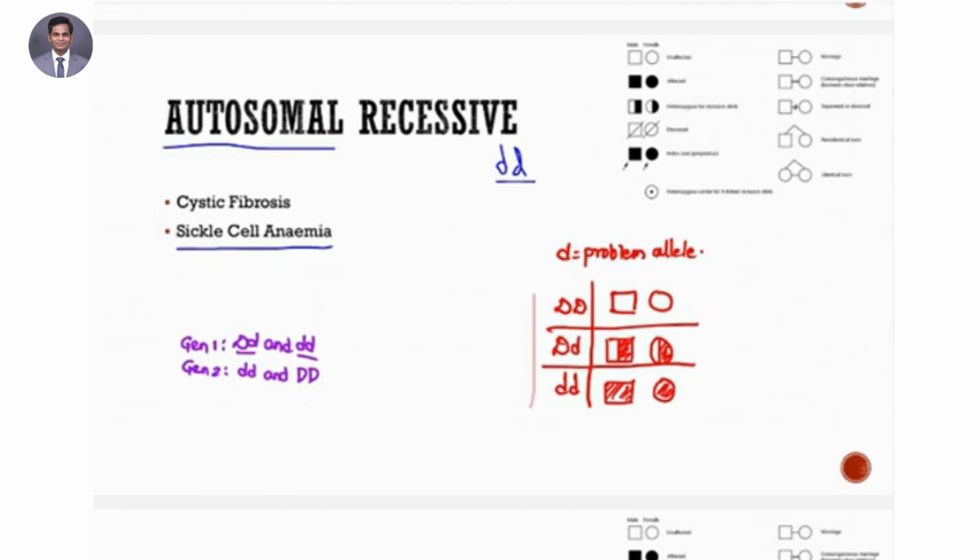Oh, by the way, did you guys draw the diagram? I hope you had enough time to draw it for autosomal dominant. And based on this, maybe I'll ask you some questions as well.